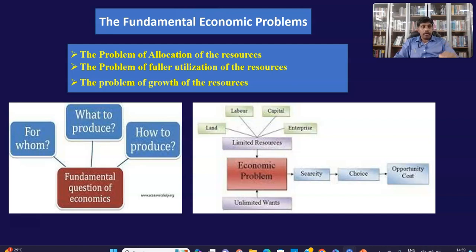And we have limited resources. Human wants are unlimited. How are we using these limited resources to satisfy human wants? So for whom to produce, what to produce, and how to distribute. These are the fundamental economic problems faced all over the world. And how we are allocating the factors of production, land, labor, capital, and even organization, to eradicate the economic problems. So this is all about today's lecture.